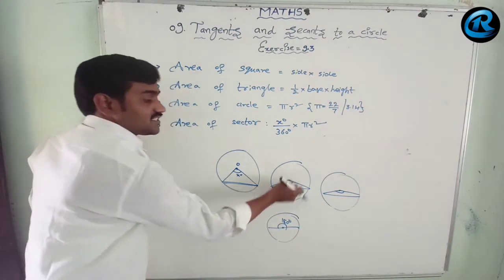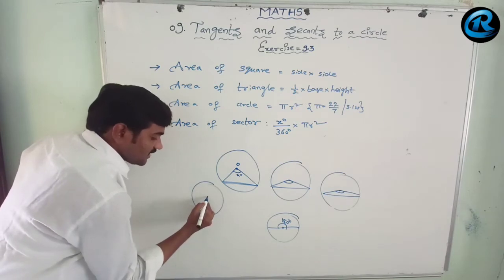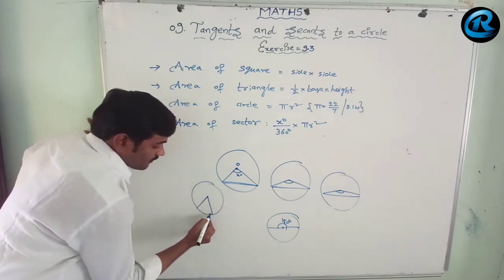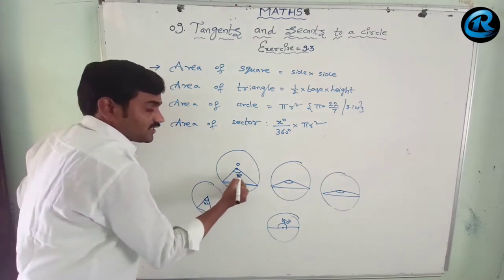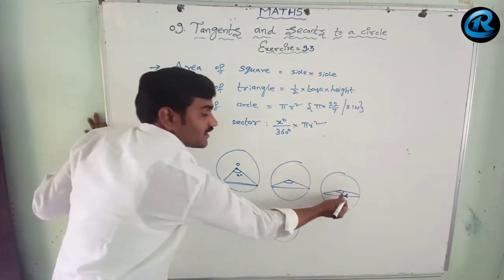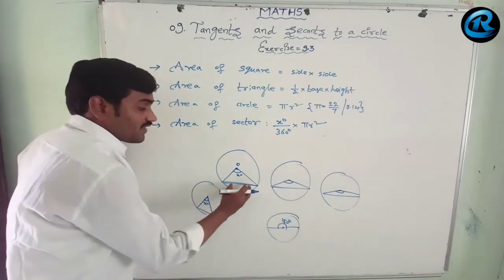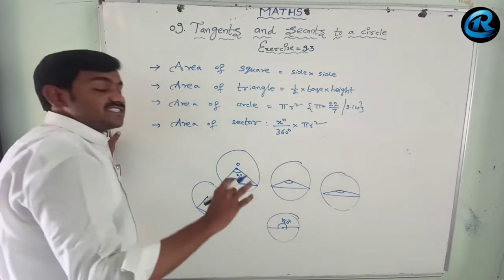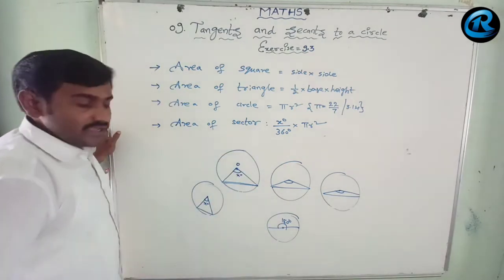If the length of the chord increases, the angle also increases. If the length of the chord decreases, the angle also decreases. Here a small angle, here a little bigger, here the angle increases further, and here the angle becomes 180 degrees. It depends on the length of the chord.